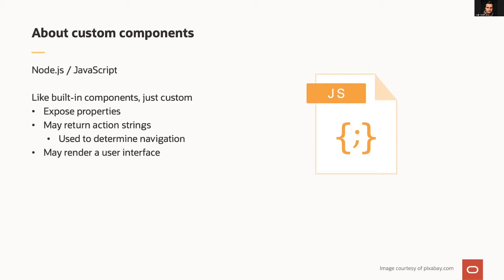Custom components are like built-in components. They're just custom, which means that you control the behavior, you control the properties that you want to expose, you manage the state. So if a user clicks a button that you render out of your custom component, then you handle that. You put the meaning to what it means when someone presses a button. And the component, as the built-in component, may return action strings. And this will then tell the dialog flow designer or developer where to navigate to next.